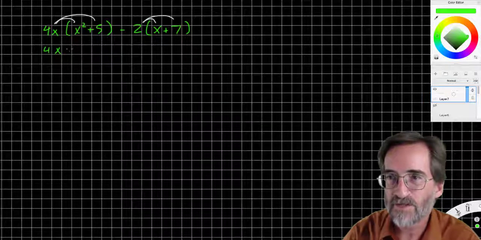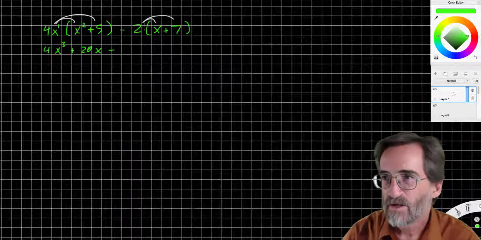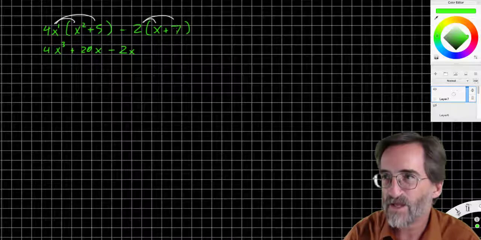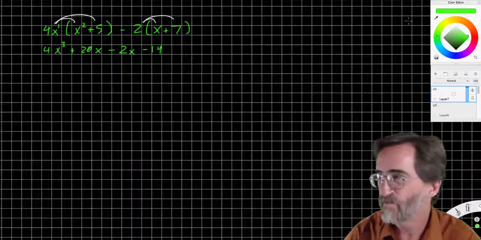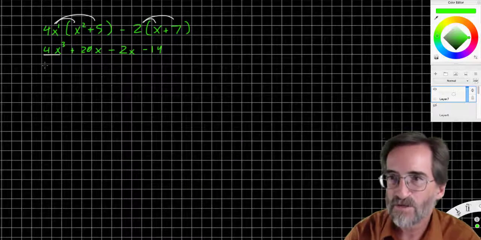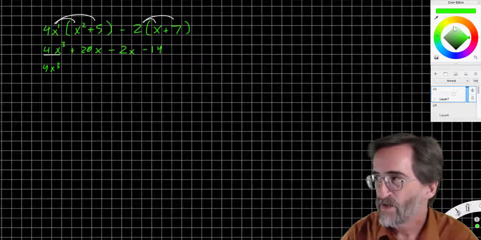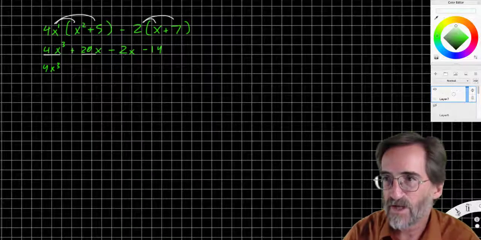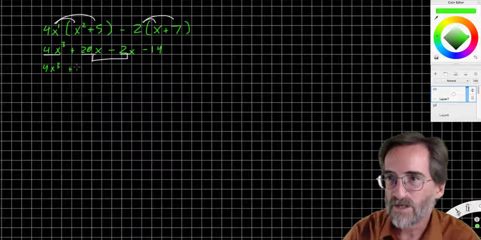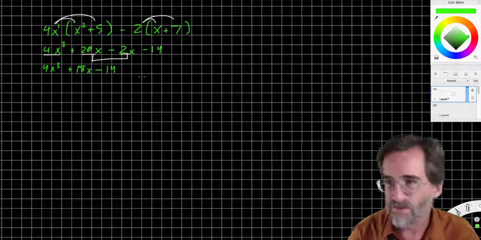4x to the 1 times x squared is 4x to the 3rd. Add the exponents when you multiply same bases. 4 times 5 is 20x. Don't forget the negative gets distributed with the 2. That's a common error. Negative 2x, negative 2 times 7 is negative 14. Combine any like terms: we have an x cubed, the only x cubed, 4x cubed. And combine the x's, 20x and negative 2x, those are like terms, giving 18x minus 14. So that's about it for that type of problem.